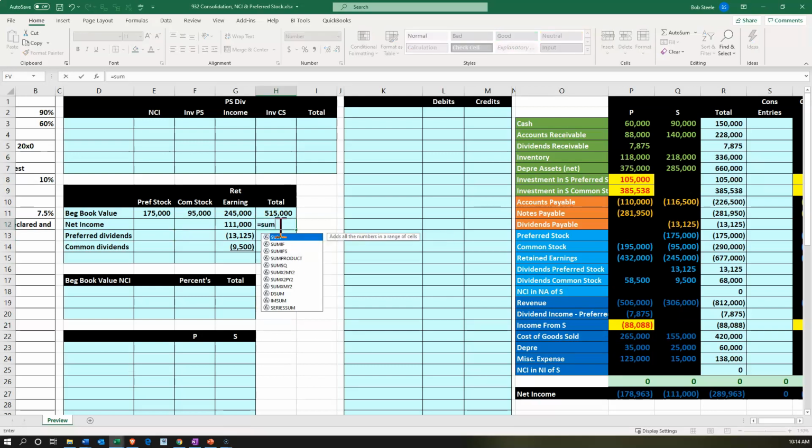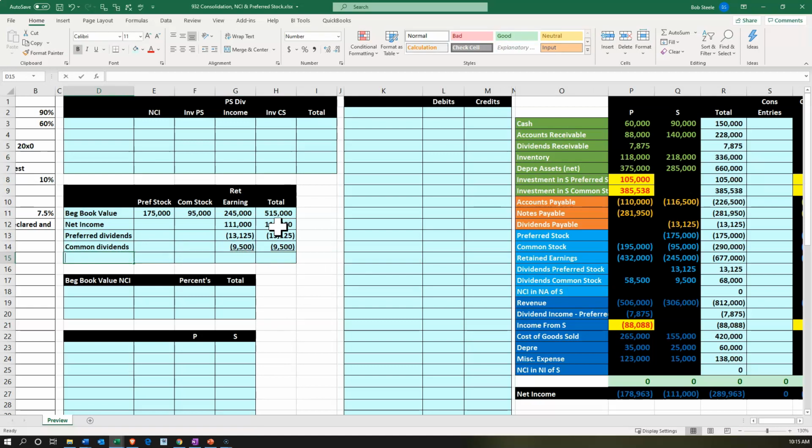We're going to sum it up this way. We'll sum it up on the horizontal. I'm just going to sum them up individually to emphasize what we're doing. You can copy and paste the formula down, be a little faster. And then we'll bring in the ending. This will be the ending book value.